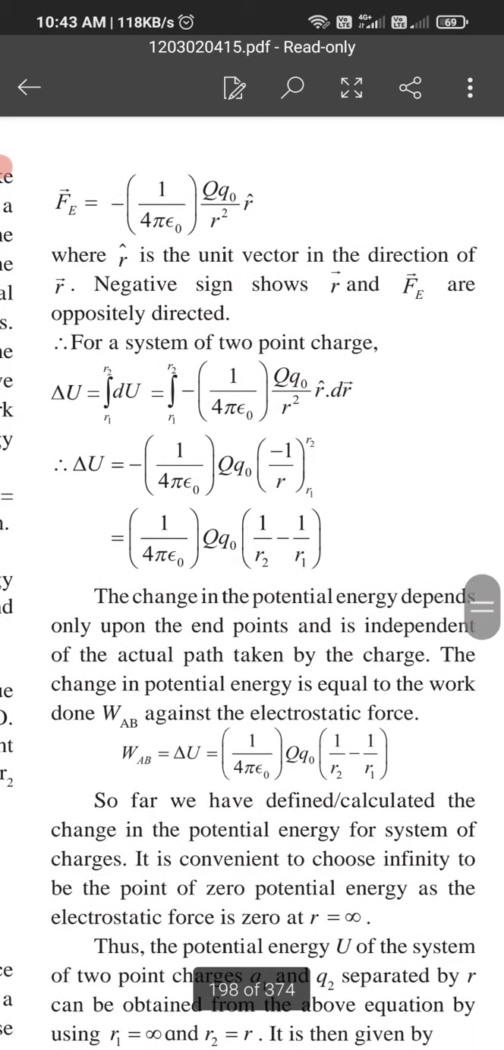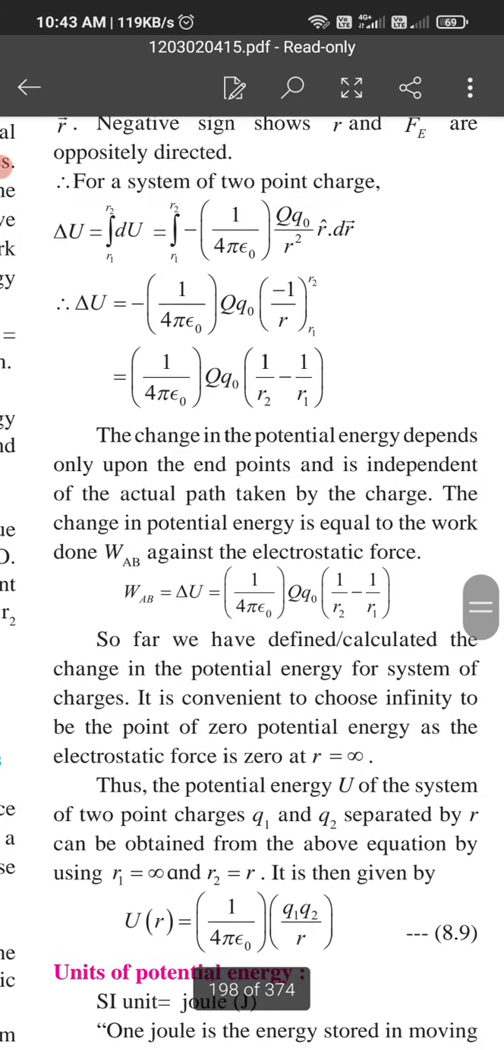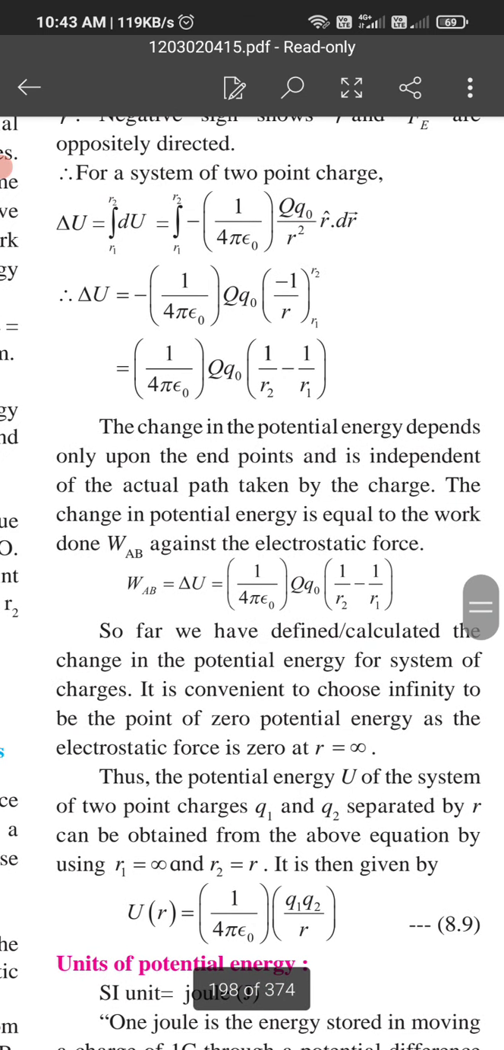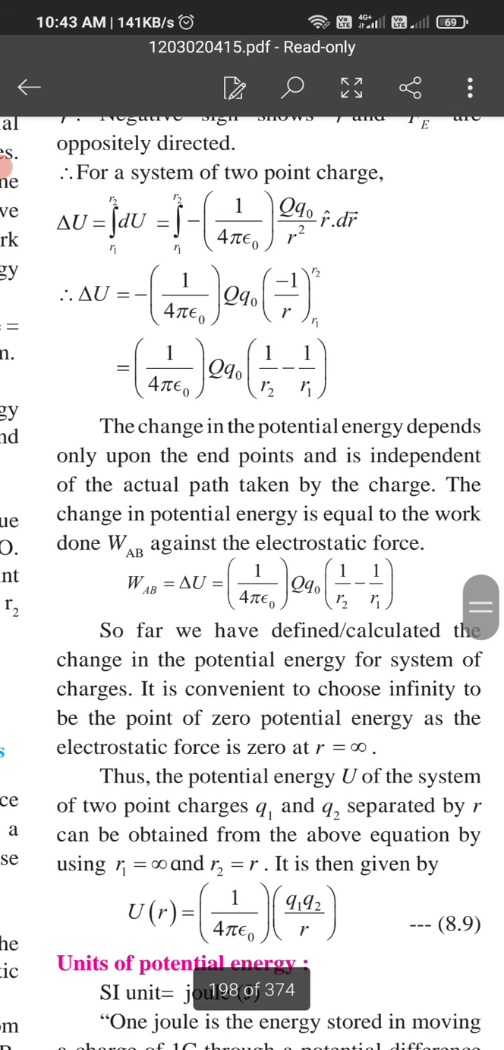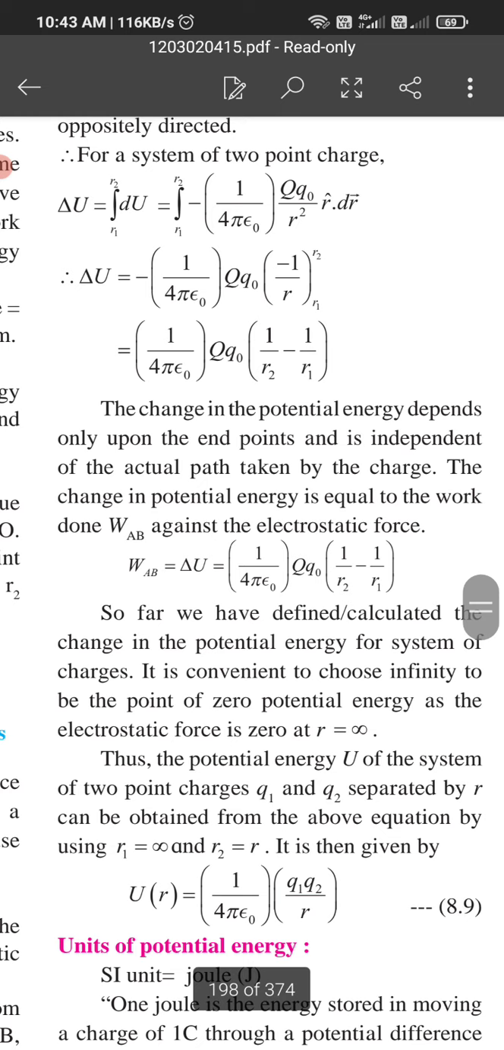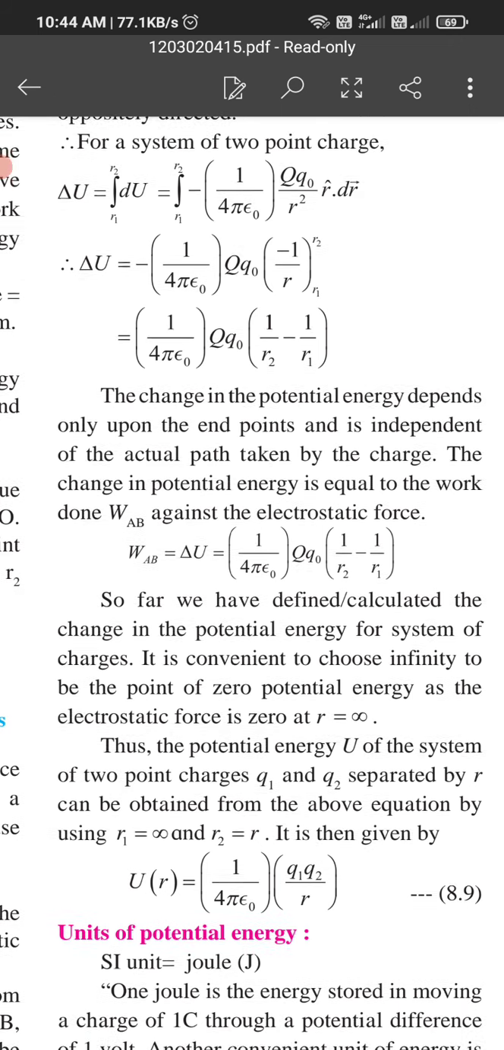Thus, the potential energy of a system of 2 point charges, that is Q1 and Q2, separated by a distance R, we obtain from the above equation by R1 is equal to infinity and R2 is equal to R. It is given by U of R is equal to 1 upon 4 pi epsilon naught Q1 Q2 upon R. Unit of potential energy is joule.